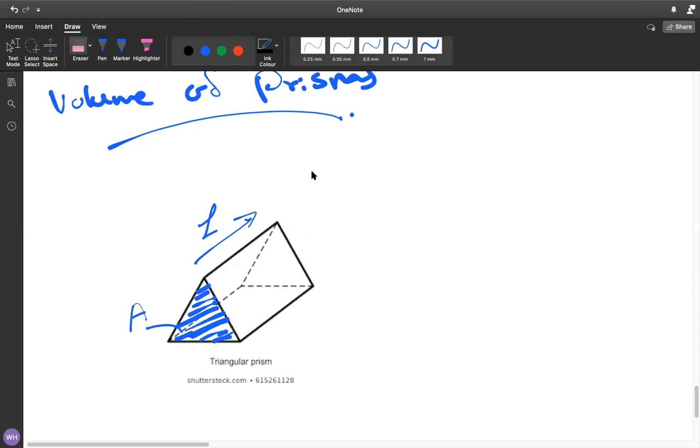Principle of cross sectional area and respective length. Okay, nice. So draw this prism, the prism, and name this as the cross section area. So this is the cross sectional area.